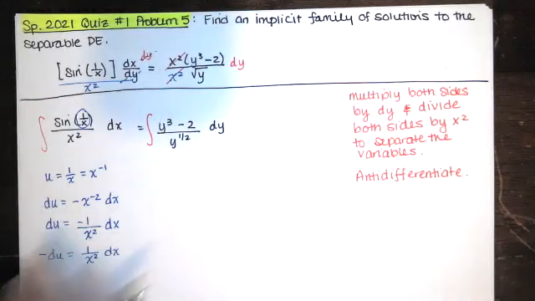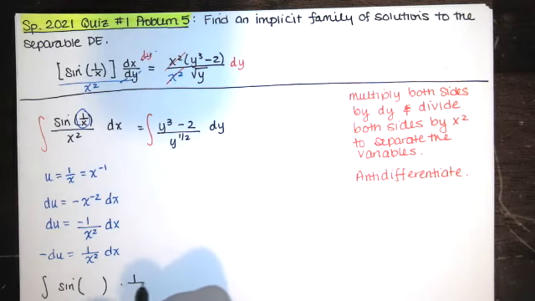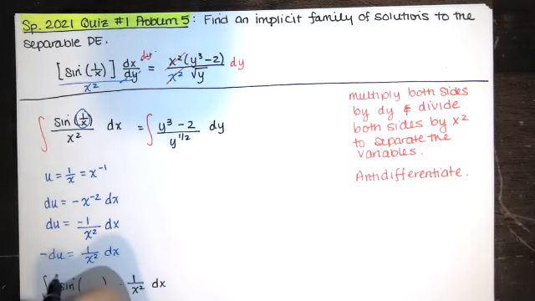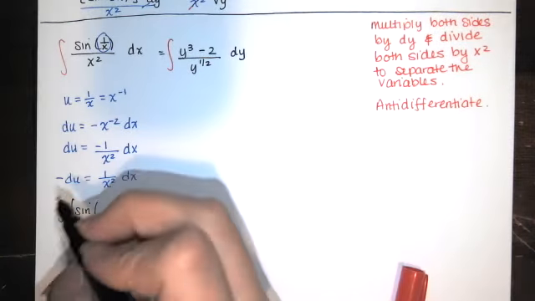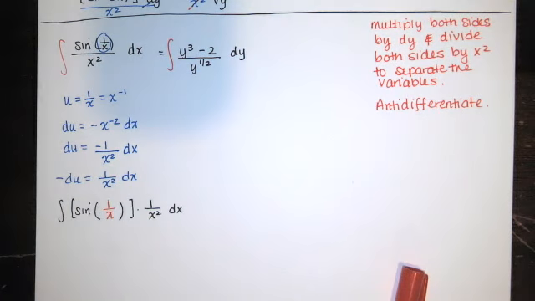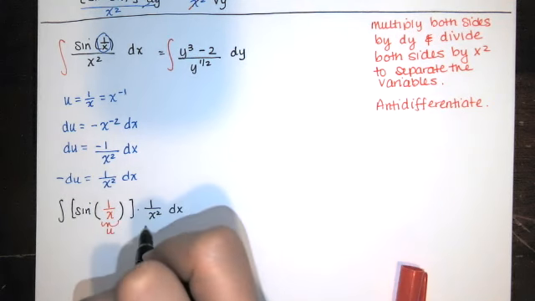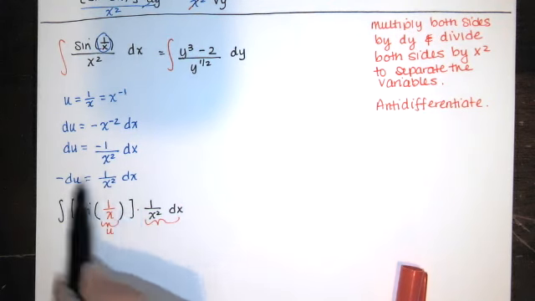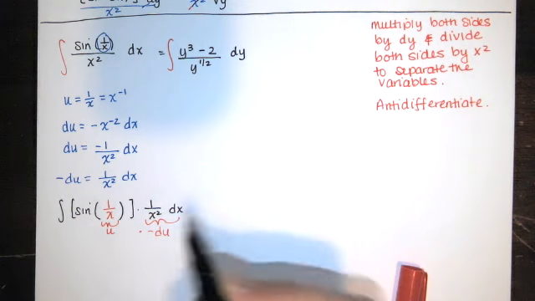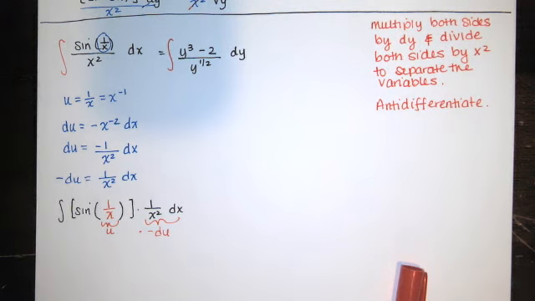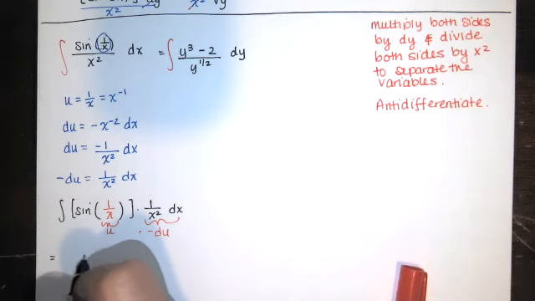So now everything up here can be written in terms of u. First, I'll rewrite it like this, going to factor out that 1 over x squared. Now, since 1 over x is u, this is sine of u. And since 1 over x squared dx is negative 1 times du, I've got sine of u times negative du. If you want, you can pull that negative out front.